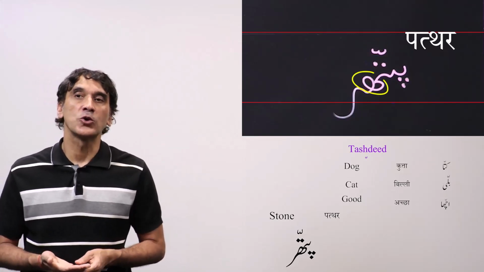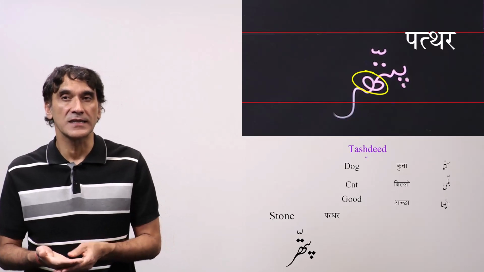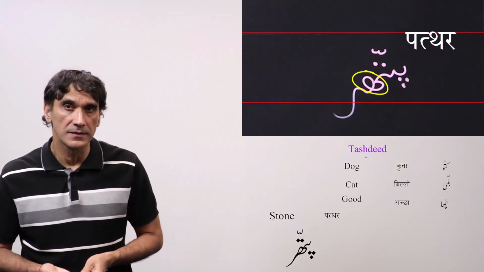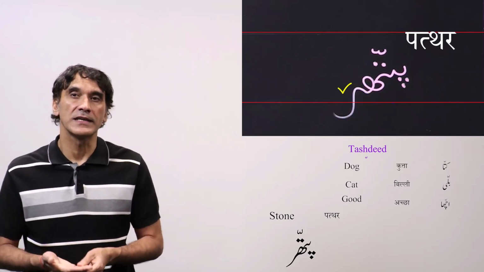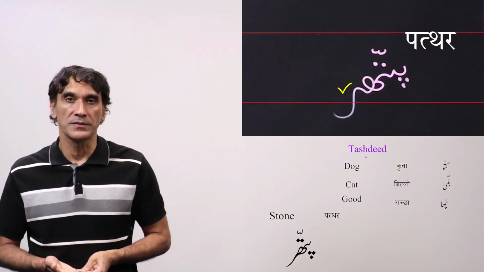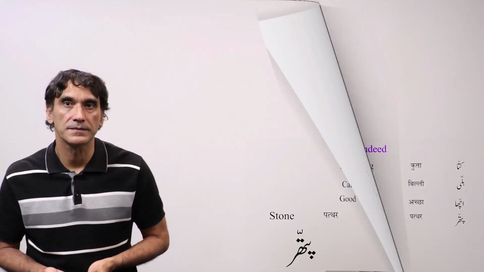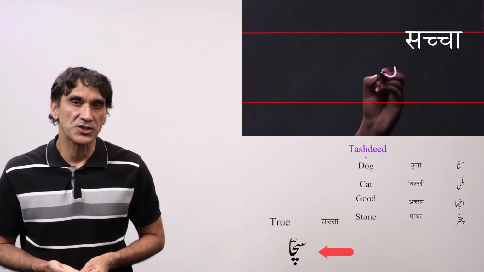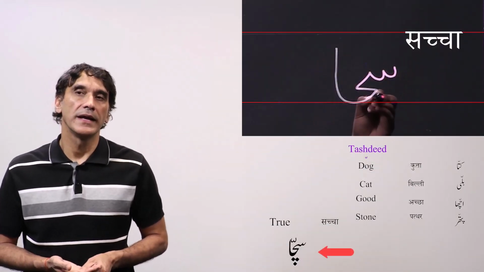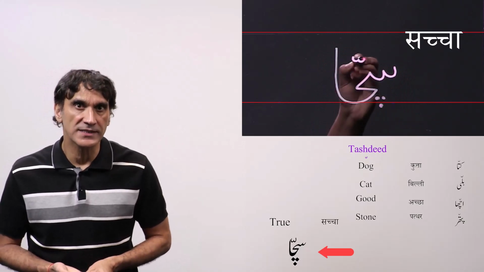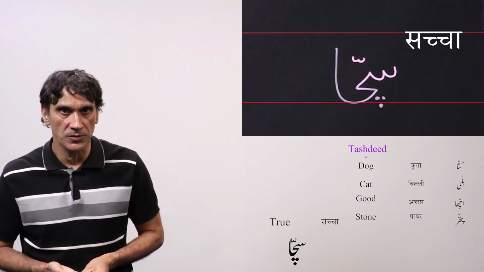The next letter is do chashmi he, which aspirates the t sound and makes it th. The final letter is re, which takes the final form. So pa, tha, ra, pathar. And the final word is sacha, meaning true. Here the ch sound is reduplicated, so che will have Tashdeed on top.